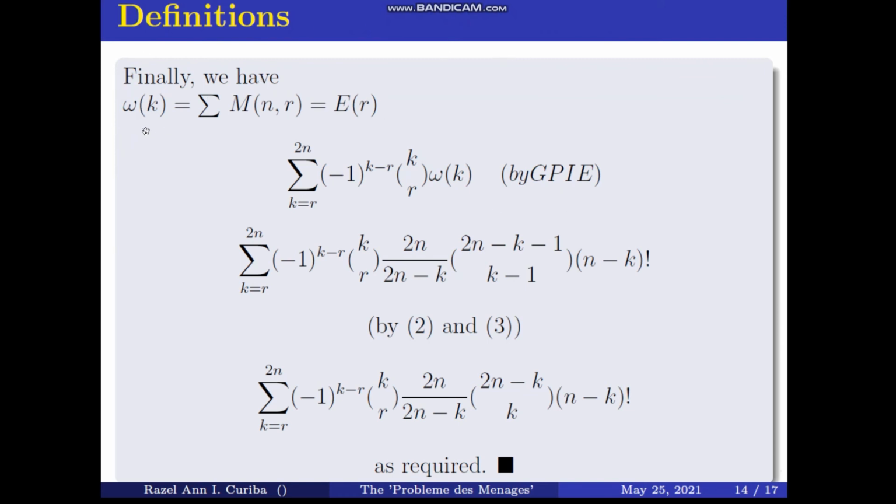So omega sub k is equal to the summation, and it is also equal to E sub r. It is shown here, the equation by GPIE, or the general principle of inclusion and exclusion. So by 2 and 3, we have this final equation, as required. End of the proof.